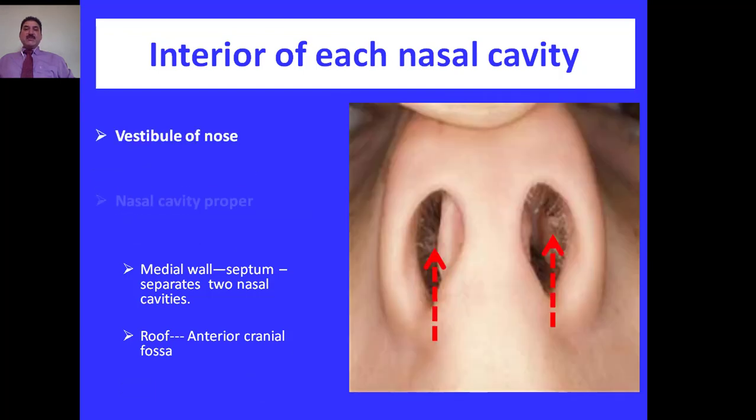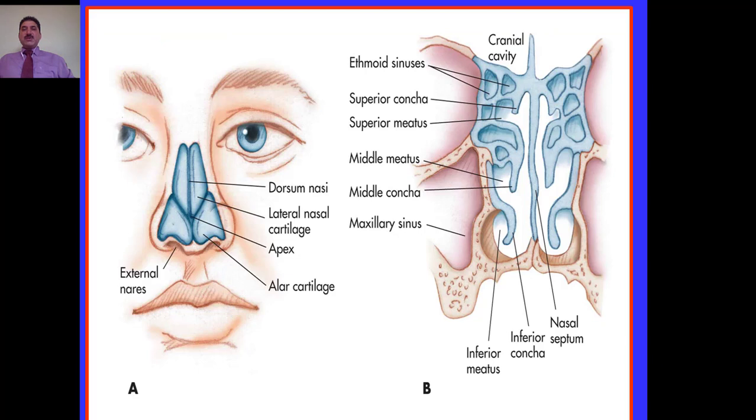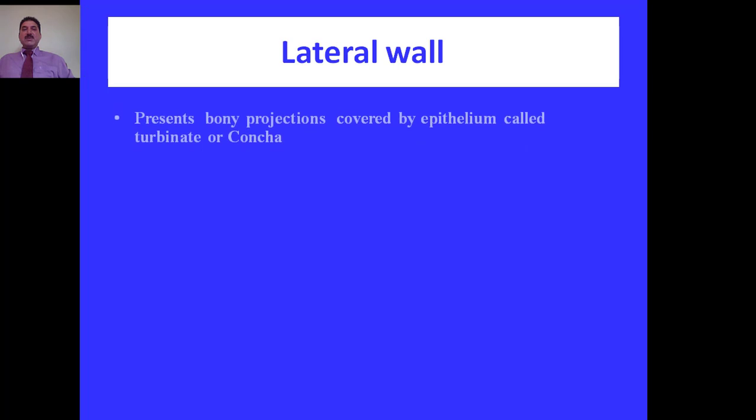Vestibule is the hair containing part of the nose. Nasal cavity proper, as shown in this diagram. Nose is divided by the nasal septum into two halves. Each half is called a nasal cavity, and each nasal cavity has a medial wall which is formed by the septum, a roof which separates it from the cranial cavity, a floor which separates it from the oral cavity, and a lateral wall which separates it from the paranasal air sinuses.